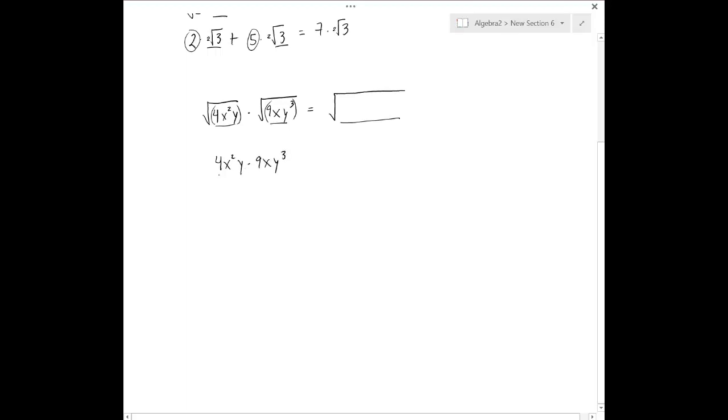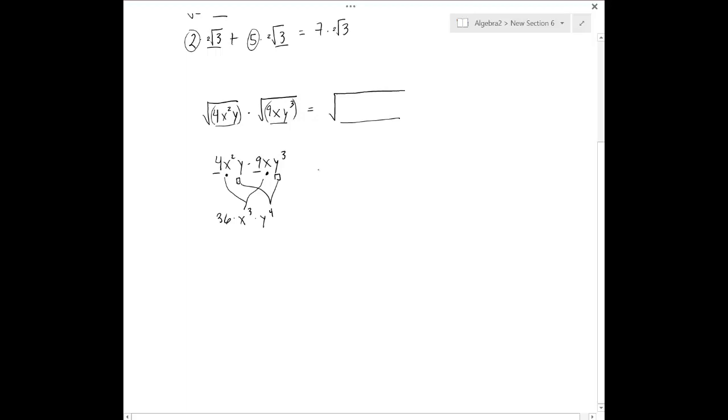You can break this down by multiplying the numbers together, multiplying the like variables with each other, and then you put your result together afterwards. I like to put these little markers to denote that they go together. So 4 times 9 will give me 36. And then I guess if I write lines to denote where their result is going to end up, x squared times x is x cubed. And finally, y times y cubed is y to the 4th.